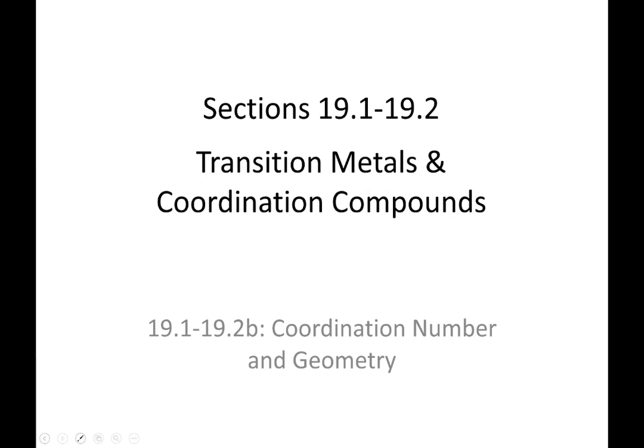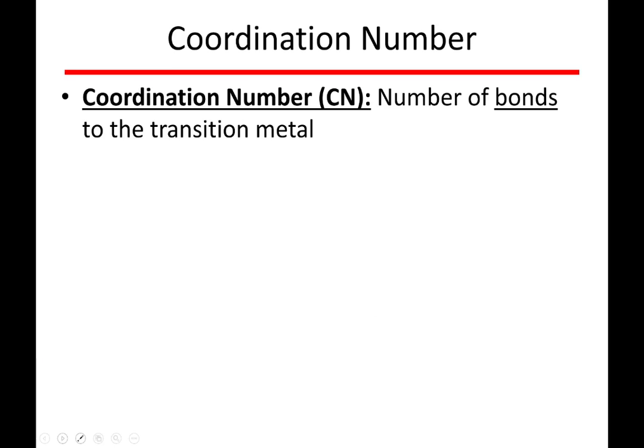Now let's talk about coordination number and the geometries of coordination complexes. The coordination number tells you how many atoms are attached to the transition metal, or how many bonds there are to the transition metal. This does not necessarily mean the same thing as how many ligands are attached to the transition metal. Let's take a look at some examples.